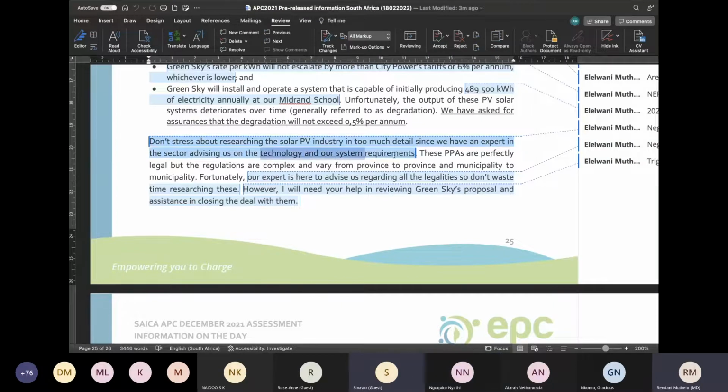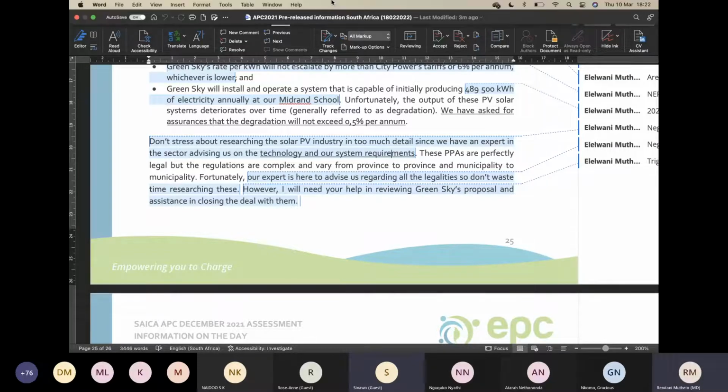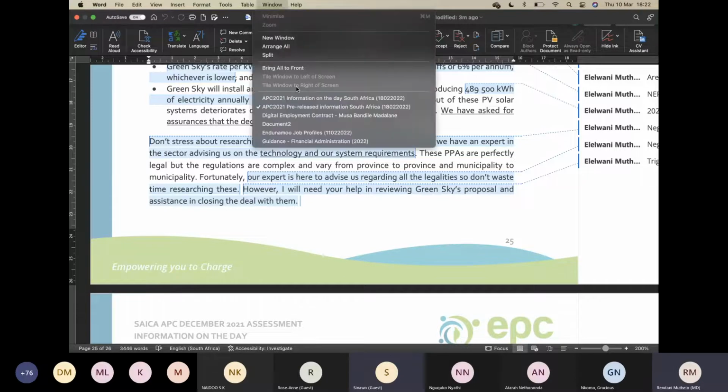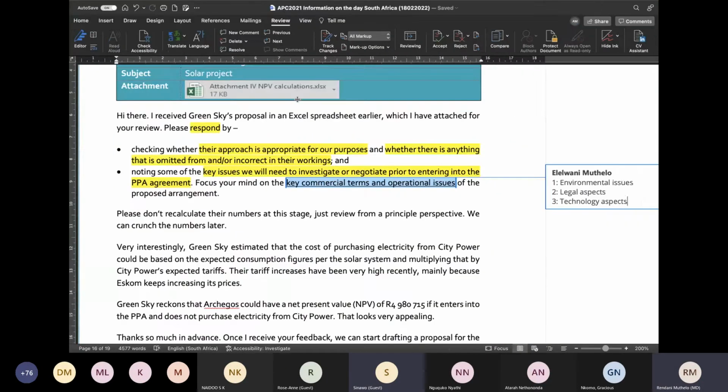So you might have now come and you've researched, you now know that there is Renergies, there is 1, 2, 3 that actually do these things. They've got different technology, they've got different equipment, there's different ways to harness the power. But she is saying that no, don't worry about that. Focus rather on the commercial terms and operational issues.